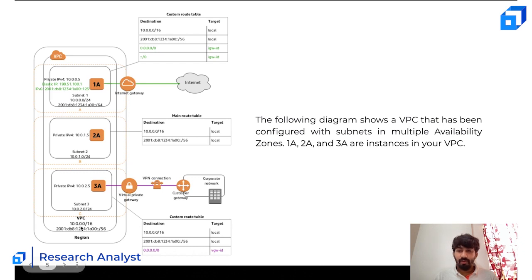So 10.0.0.0/16. All right. So we are creating 3 subnets within the VPC: subnet 1, subnet 2, and subnet 3. And over here you can see subnet 1's IP address range, that is the CIDR block, has been provided as 10.0.0.0/24. This is 10.0.1.0/24.